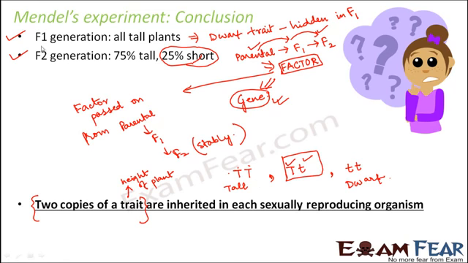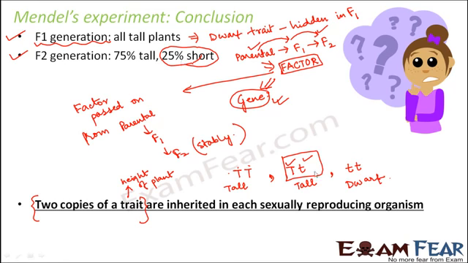So what might have happened in the F1 generation is that these plants were tall because the tall trait got expressed. The plants appeared tall. But the dwarf trait was also present, but it was hidden. So none of the plants were dwarf because the expressed trait was tall. They all appeared tall, but the dwarf trait was there. And in the next generation, this trait got expressed as 25% short plants.